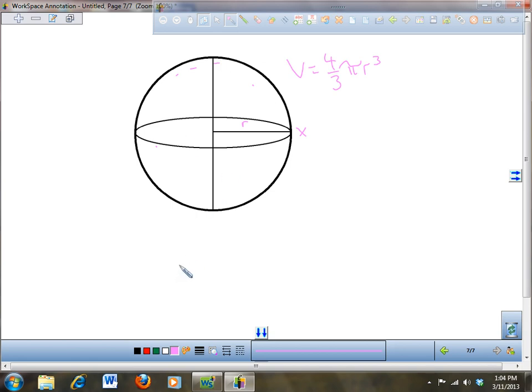And you'll learn that. Some of you will get to calculus and beyond in this school. So that's where the formula comes from. All right, so anyway, then it's just kind of plug and chug. Say this is 6, then the volume would be 4/3 times pi times 6 cubed.